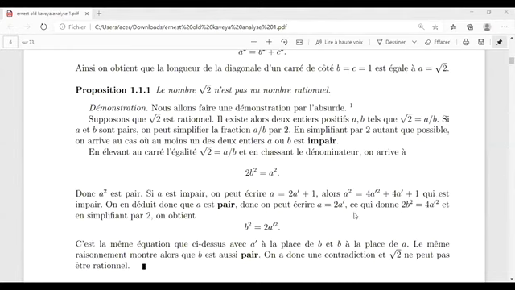So if we have this value here, automatically it's impair, because it is equal to 4A prime squared plus 4A prime plus 1, just like 2A prime plus 1. So it becomes impair. Therefore A is pair. So we can write A is equal to 2A prime.